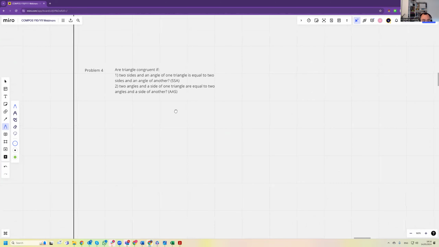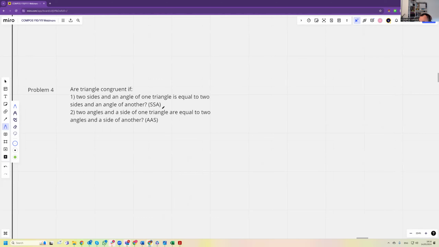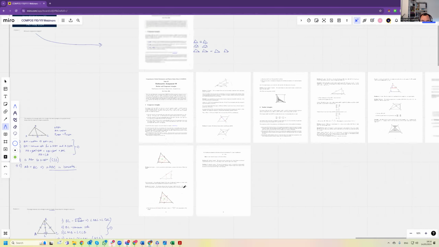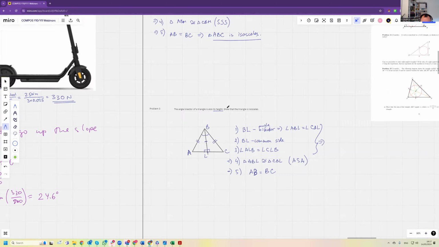Question 4. Are triangles congruent if two sides and an angle of one triangle are equal to two sides and an angle of another? SSA congruence, basically. Well, it does say that SSA is not a thing, but let's demonstrate why.